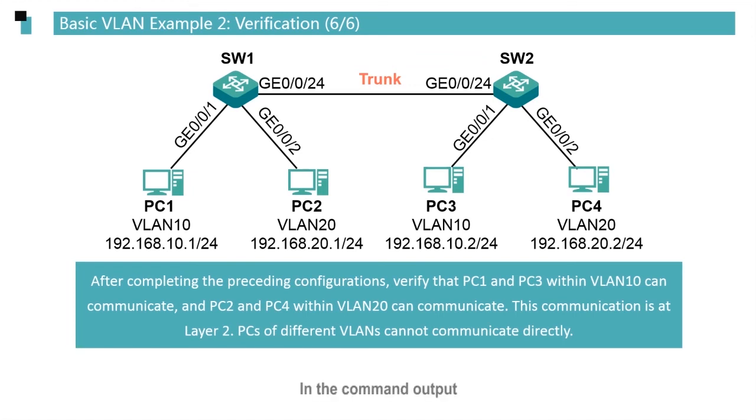In the command output, UT: GE0/0/1 (U) indicates that the interface is untagged. The interface is directly connected to a PC. The PC does not receive tagged packets. TG: GE0/0/24 indicates that packets exchanged between VLAN 10 and VLAN 20 are tagged. Configure PC 1 to ping PC 3 and PC 2 to ping PC 4. Pings are successful. They can communicate with each other.